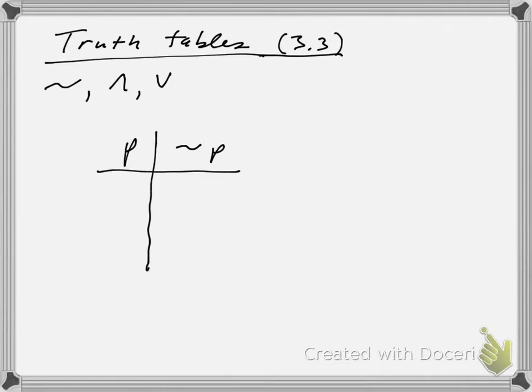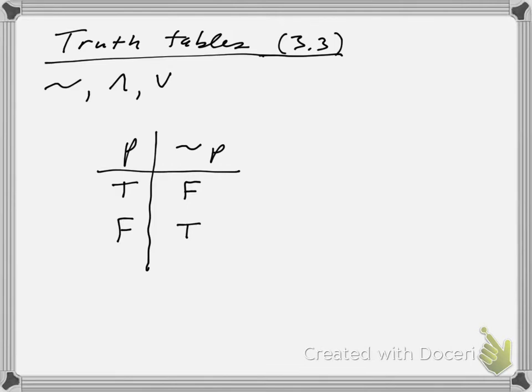Let's say I have a statement P. It's going to either be true or false. It can't be neither, because remember we talked about that a statement has to have the quality that it is either true or false. So the question becomes, if P is true, what would not P be? Well, not P would have to be false, because it's the opposite of P, right? And if P is false, then not P would be true. So that's our first basic truth table.